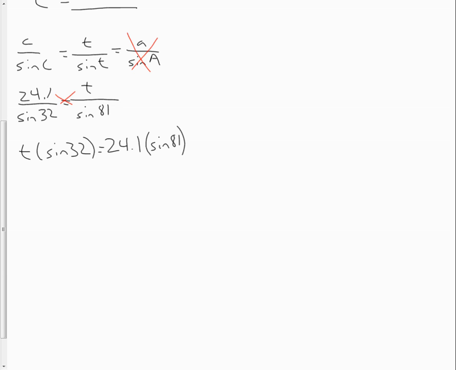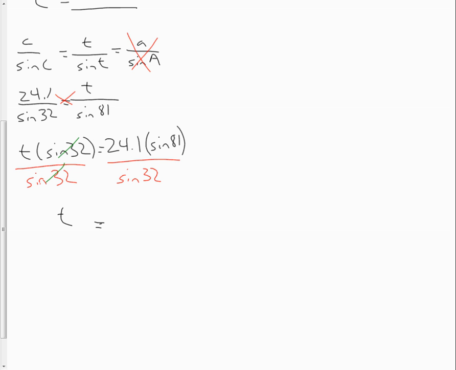So I'm going to divide both sides by sine 32, because the opposite of multiplying by sine 32 is dividing by sine 32. And so what ends up happening is on the left-hand side of the equal sign, sine 32 up at the top in the numerator is canceled out by sine 32 in the denominator. So I'm just left with t on the left-hand side.